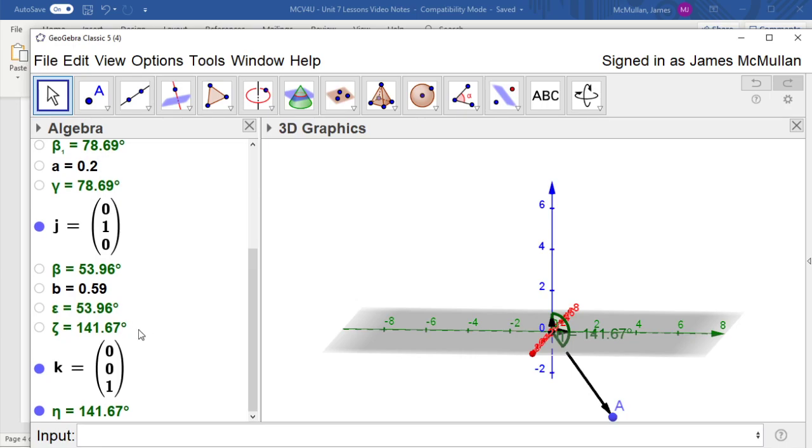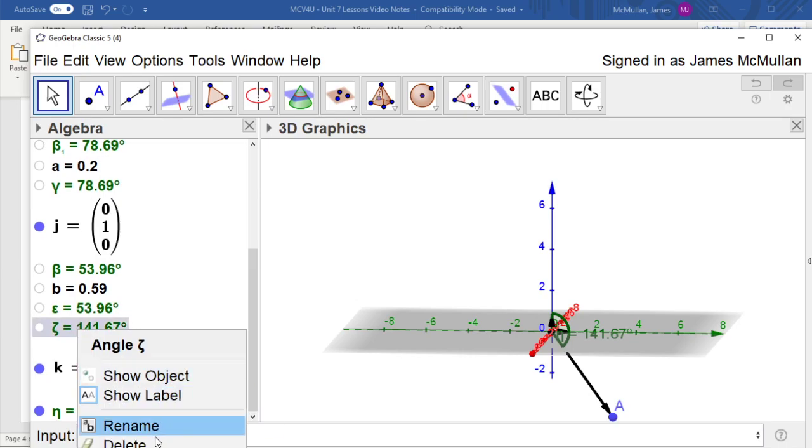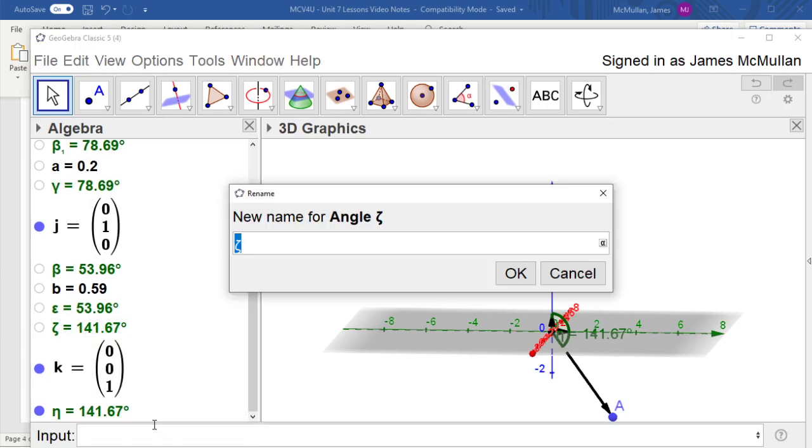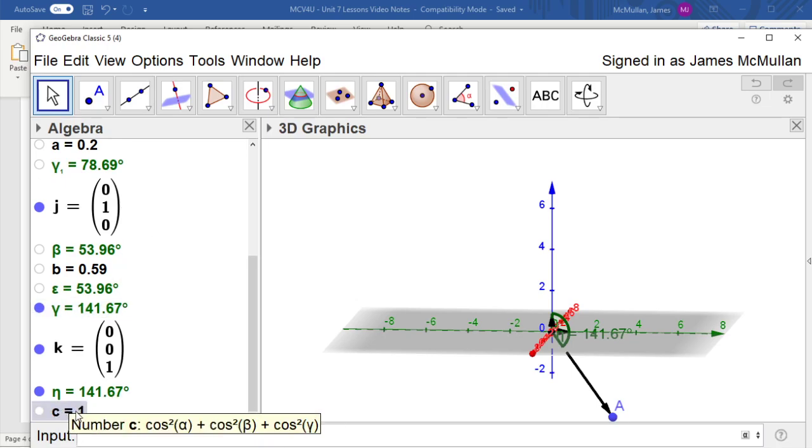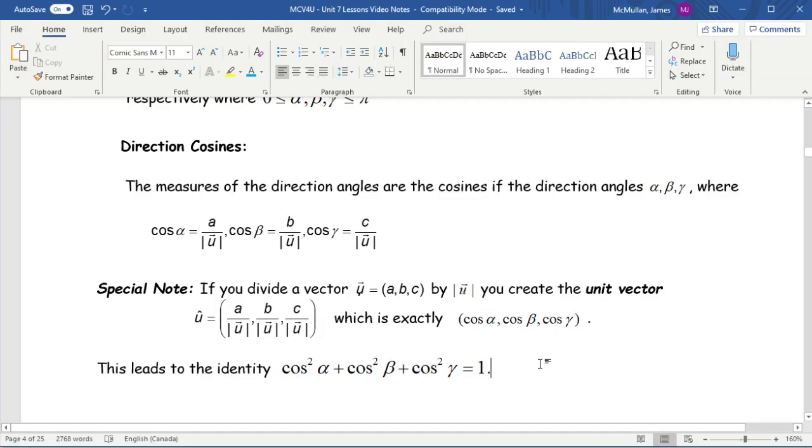Beta, and this one was the gamma. Okay, so gamma. Now if I say cos alpha squared plus cos beta squared plus cos gamma squared, I always get 1. Okay, so remember this.